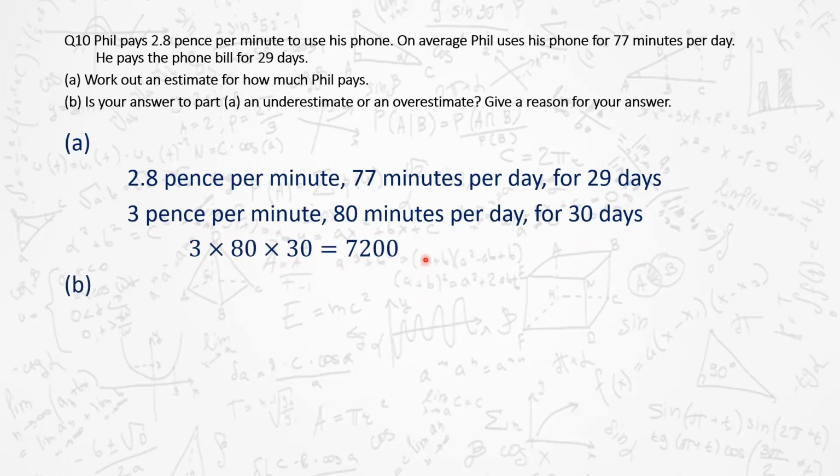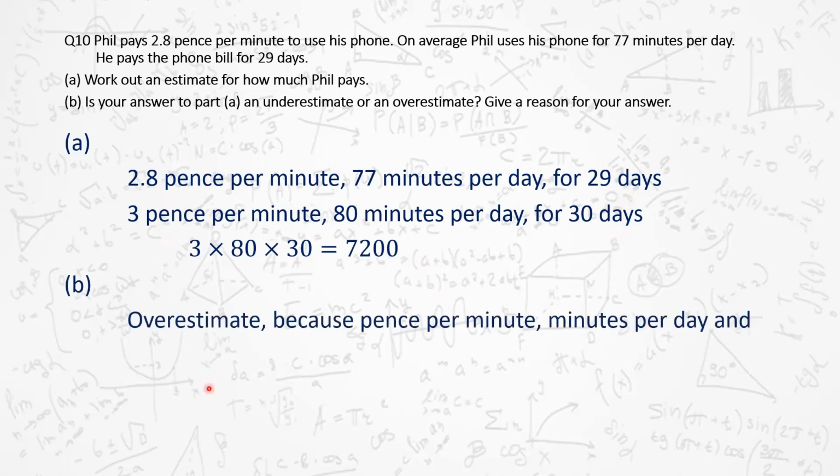Part B, underestimate or overestimate? Because all the values, 2.8 to 3, 77 to 80, and 29 to 30, were all rounded up, therefore we overestimate. So this is your final answer, overestimate for part B, because pence per minute, minutes per day, and the number of days were all rounded up.